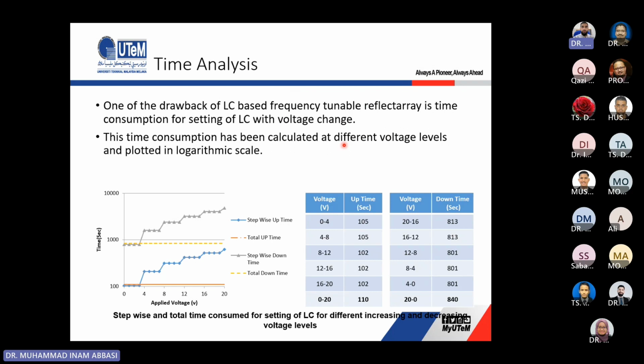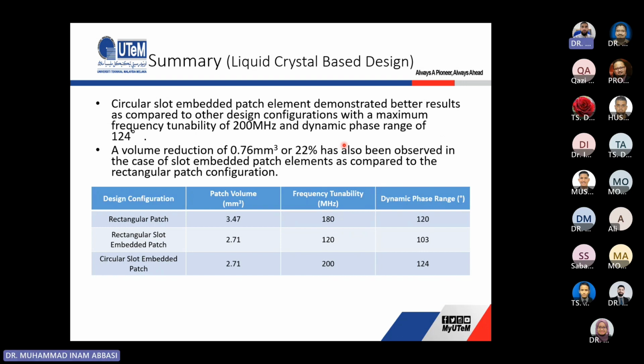So when we want to use it for reconfigurable antennas, we have to keep in mind that liquid crystal will take time to vary the frequency. So when we are doing beam steering, the beam steering will be very slow. We cannot use it for applications where we need very fast beam steering. All right, so this is the summary. We got a maximum tunability of up to 200 megahertz, which was good enough for our case.